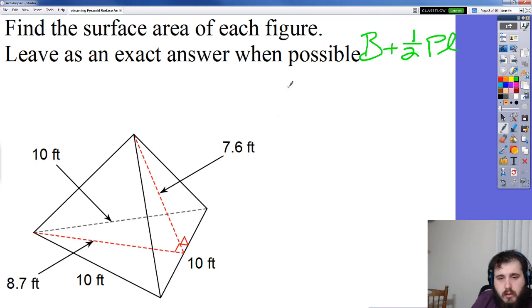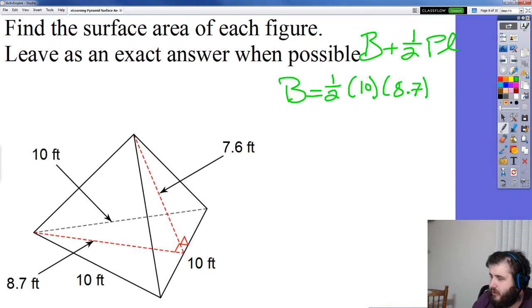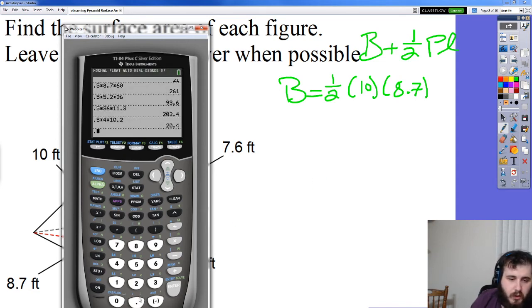So look, they give you the base of the triangle, they give you the height of the triangle, 1/2 BH, right? Whatever that is, 5 times 8.7 is, I'm going to guess 43.5. That sounds about right. Let's see. 1/2 times 10 times 8.7, 43.5. Look at that.